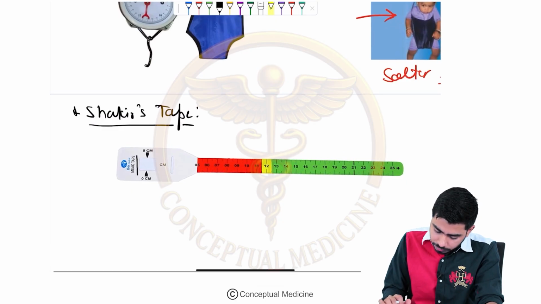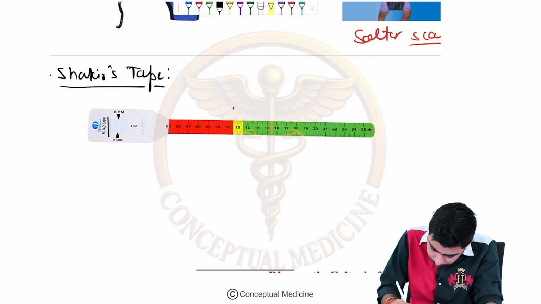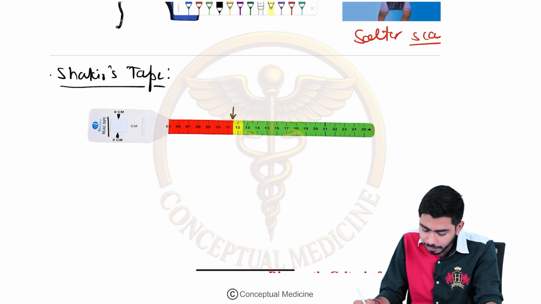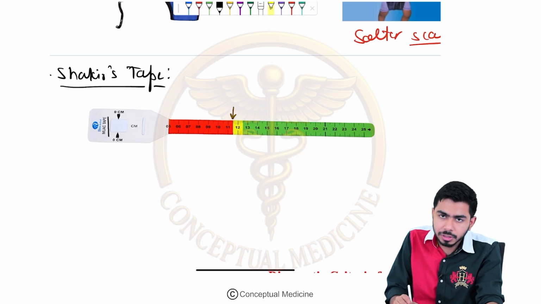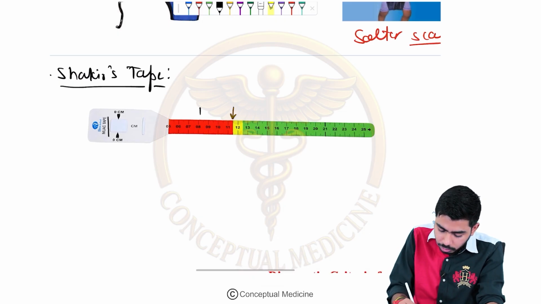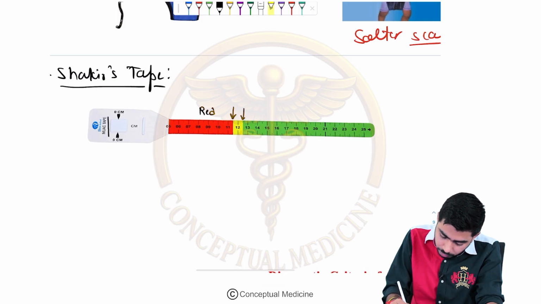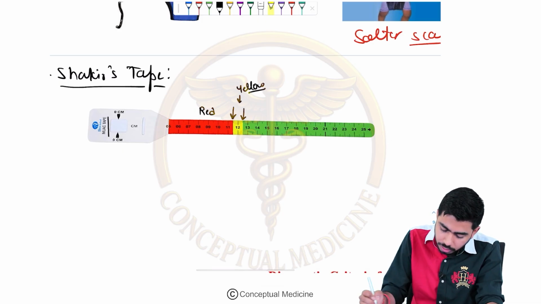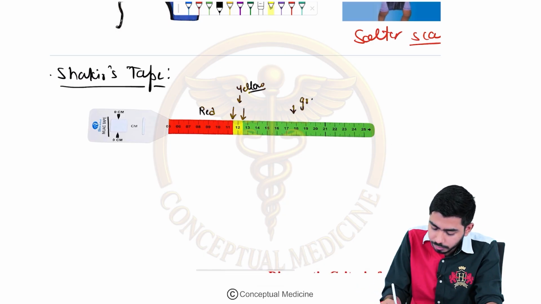Okay, fine. So over here, what are the cutoffs? You can see right here, this is 11.5 centimeter. This is the centimeter scale you are seeing over here. So 11.5 centimeter. Below 11.5, we are talking about the red color. Between 11.5 to 12.5, we are talking about the yellow color. And above 12.5, we are talking about the green color.